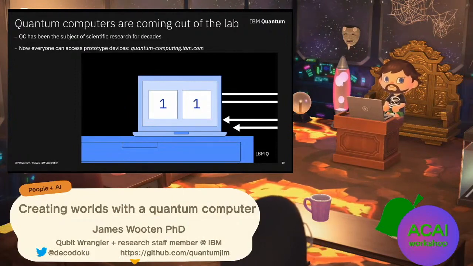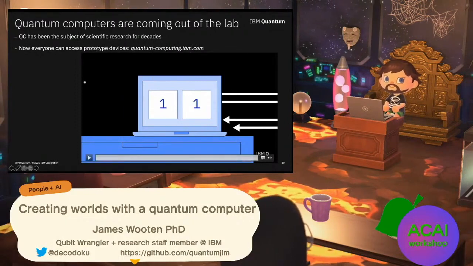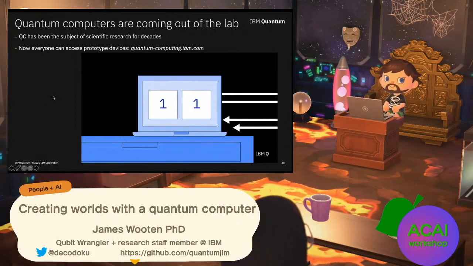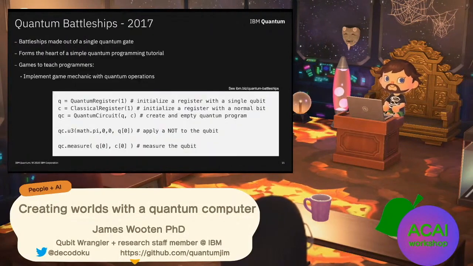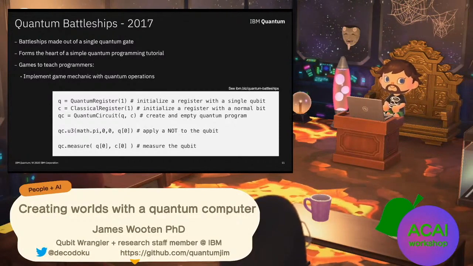You just need to go to this URL, which is quantum-computing.ibm.com, and you could have run your first quantum job by the end of this talk. Okay, so what did I do with that once I got it? Well, I'm a researcher in the field, so the first thing I did was something scientific. But then I started thinking, well, how can I use this for games?